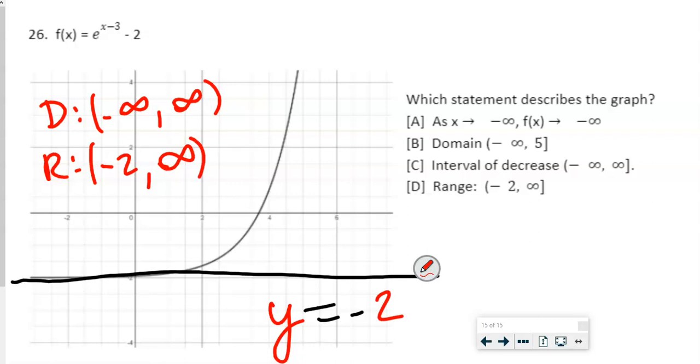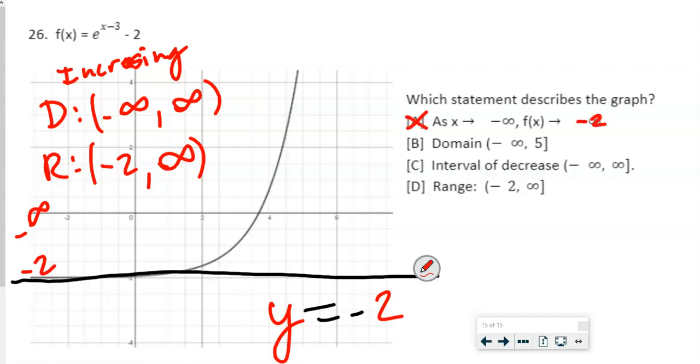So once again, is this graph increasing or decreasing? It's increasing and on the interval of our domain, right? Be great if I could spell today. So which statement describes the graph? That means we're looking for a true statement. So as I head left, I'm going this direction. Where's the graph headed to? Isn't it headed to -2 here? So this should be -2. So that's definitely not true.